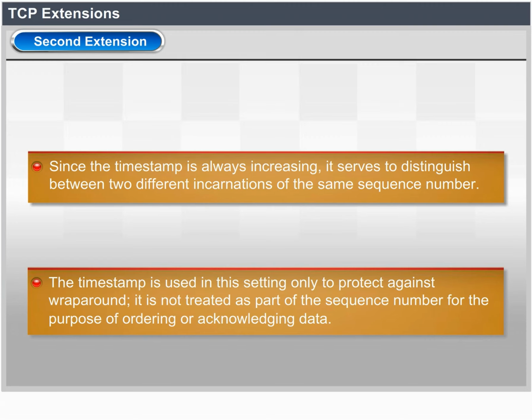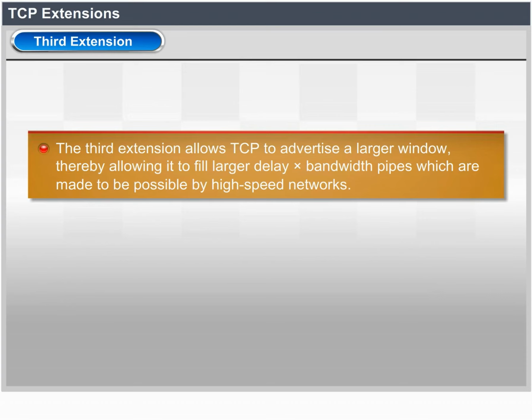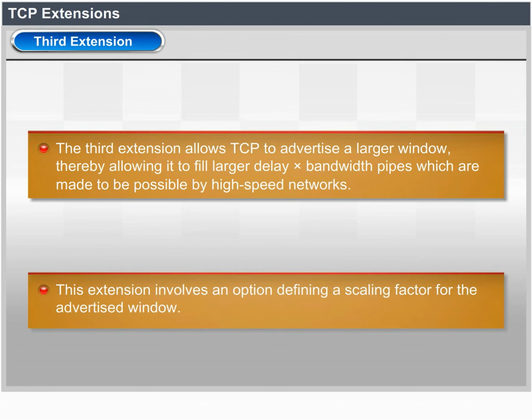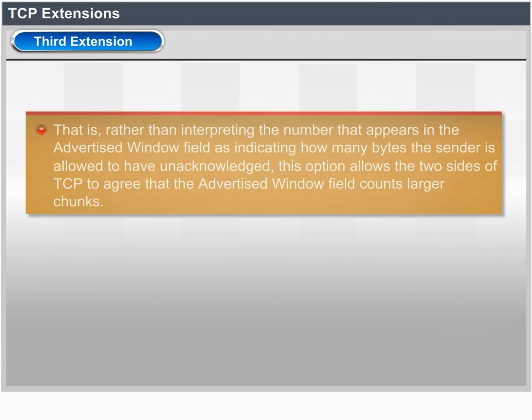Third extension. The third extension allows TCP to advertise a large window, thereby allowing it to fill larger delay × bandwidth pipes that are made possible by high-speed networks. This extension involves an option that defines a scaling factor for the advertised window. That is, rather than interpreting the number that appears in the advertised window field as indicating how many bytes the sender is allowed to have unacknowledged, this option allows the two sides of the TCP to agree that the advertised window field counts larger chunks.